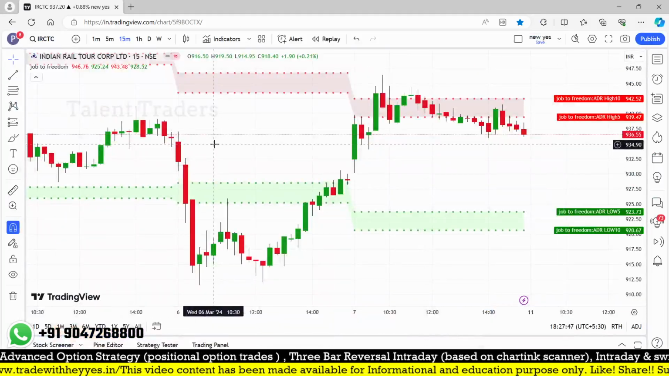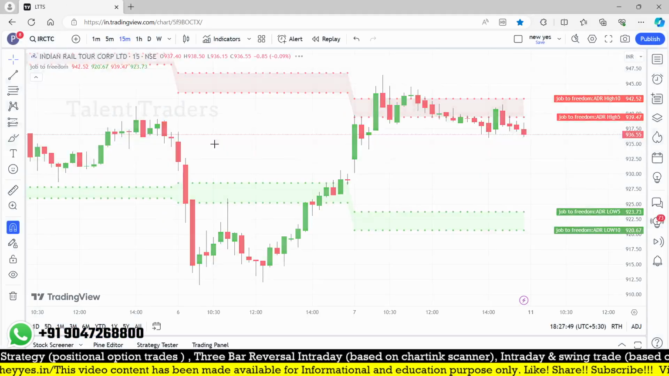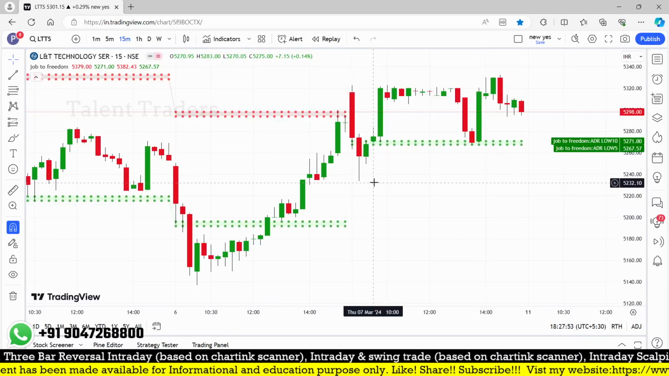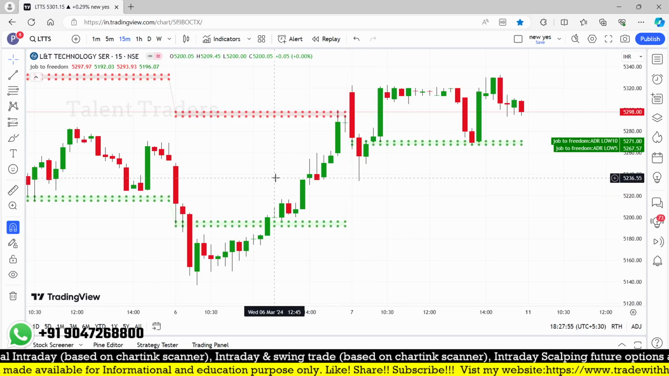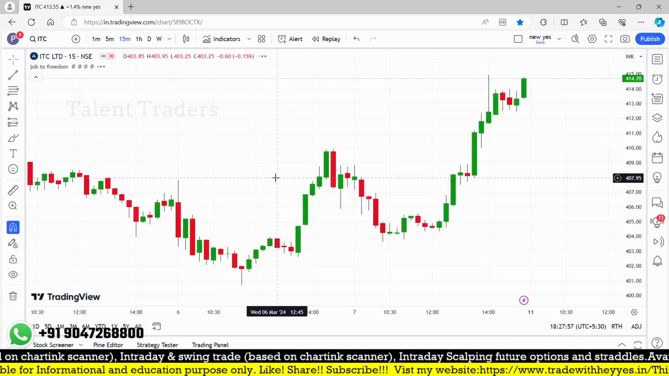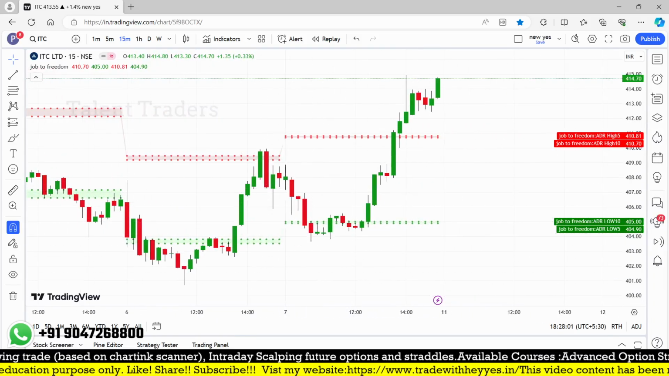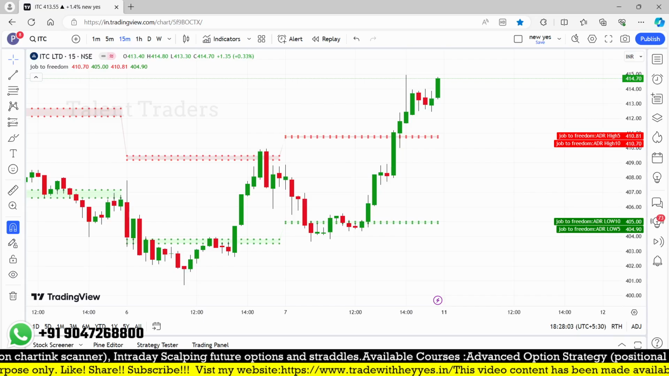And LTT is in the first candle, that is second candle, and that low is not broken. There is no big opportunity. And let me go for ITC. One more important thing. So this is a case where we find two or three opportunities.